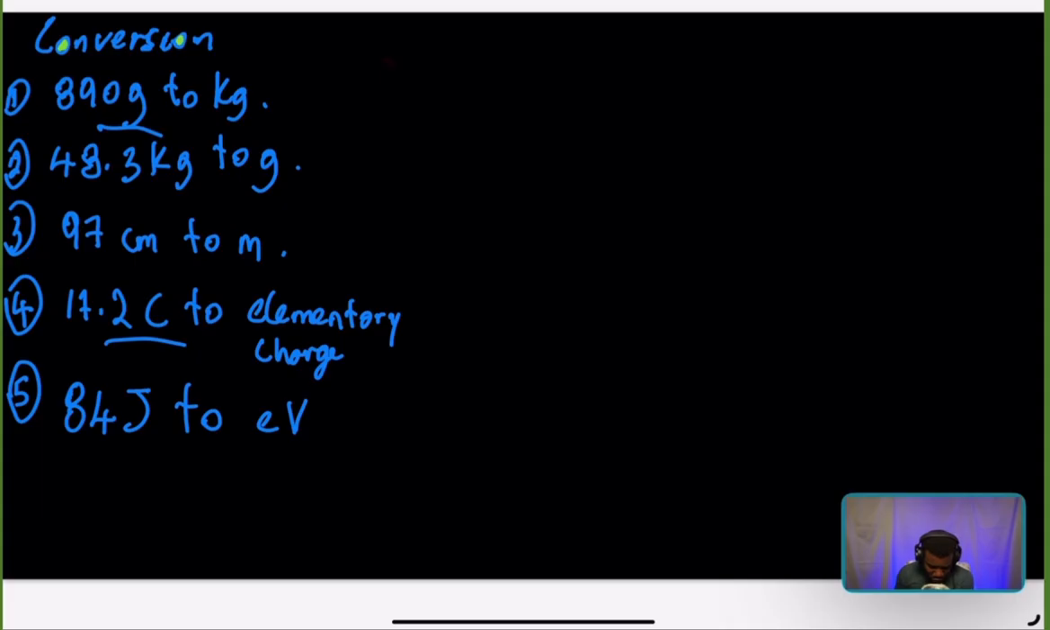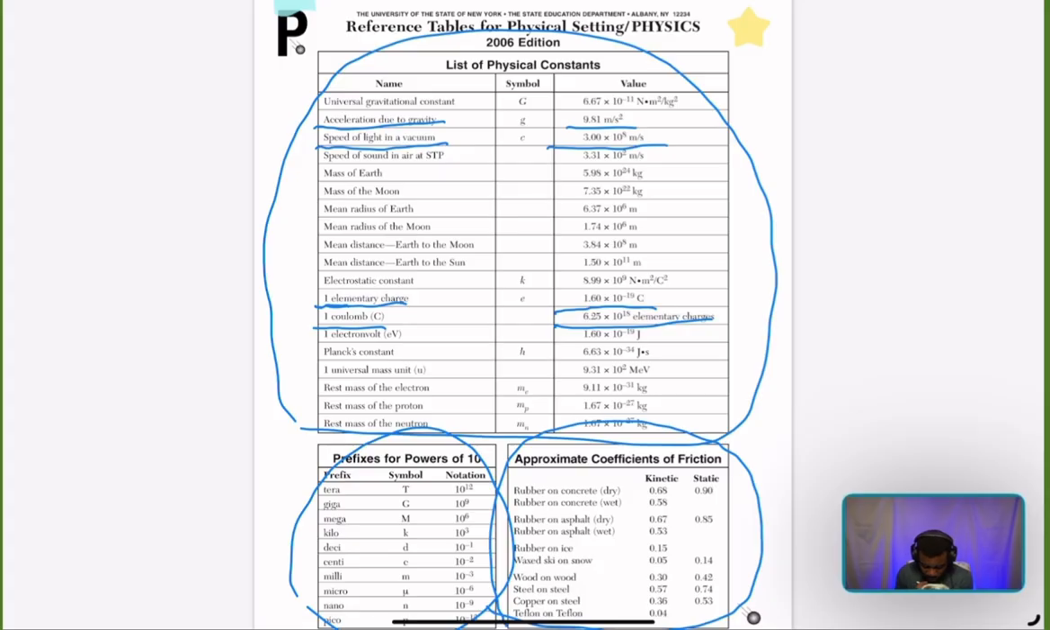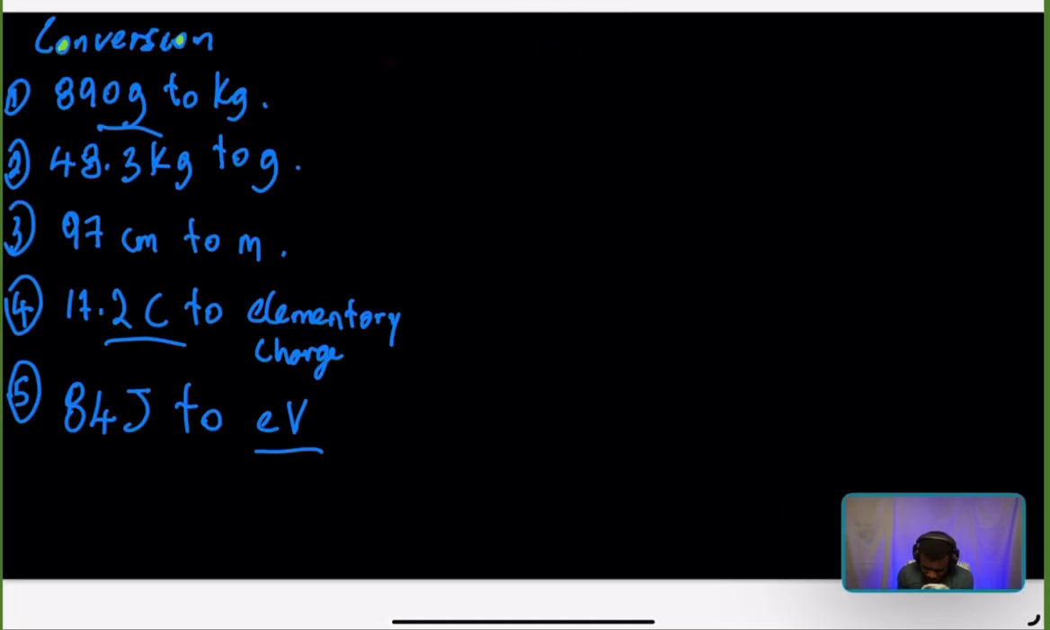Next one, to convert from joules to electron volts. Now again, we go to our reference packet. Our reference packet is showing us that 1 electron volt is equivalent to 1.6 times 10 to the negative 19 joules. 1 electron volt is equal to 1.6 times 10 to the negative 19 joules.